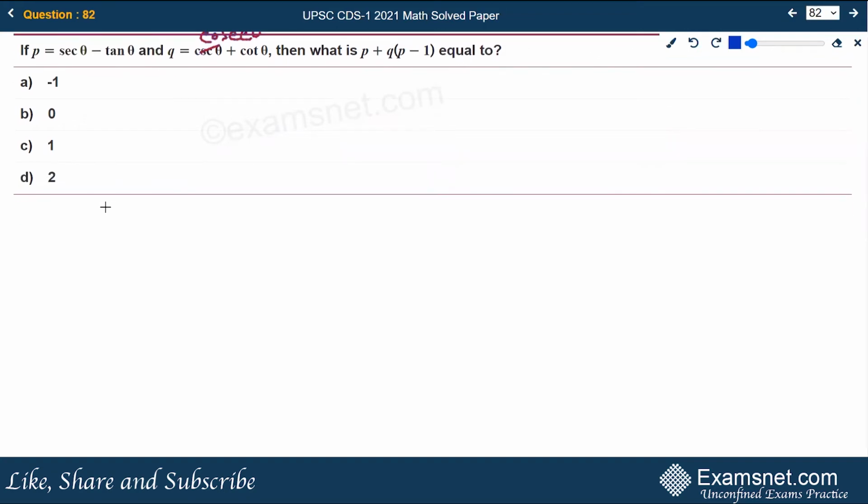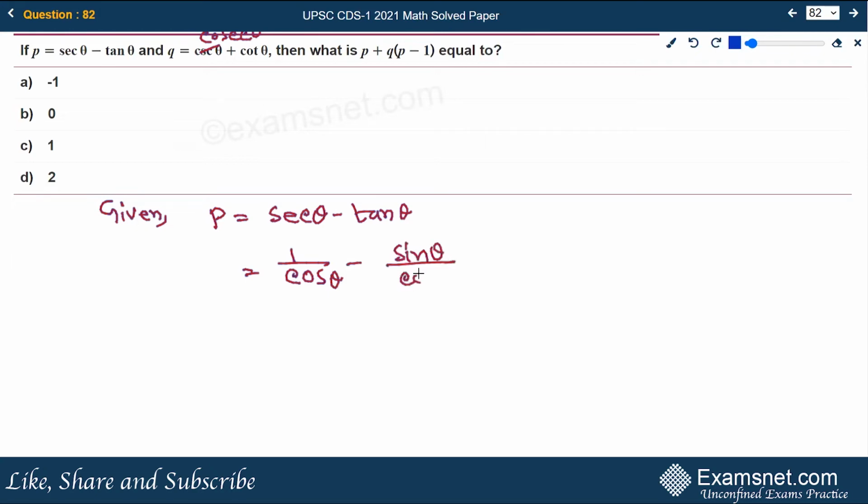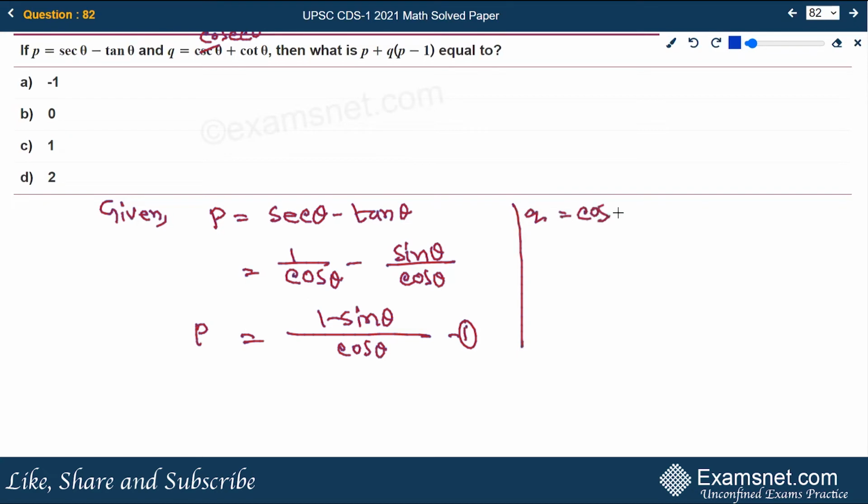So first let me write all the given data. P equals sec theta minus tan theta. So I can simplify them into sine and cos. Sec theta is 1 by cos theta and tan theta is sine theta by cos theta. So it will result in (1 minus sine theta) by cos theta. This is the value of P. Let's name it 1.